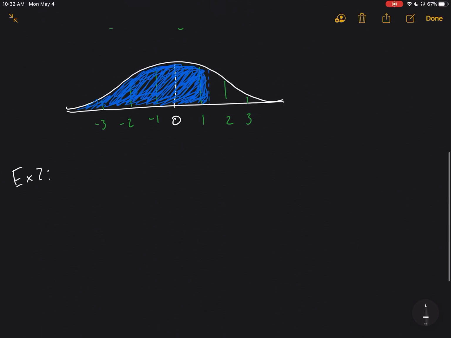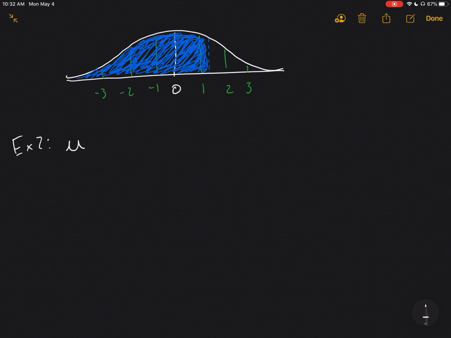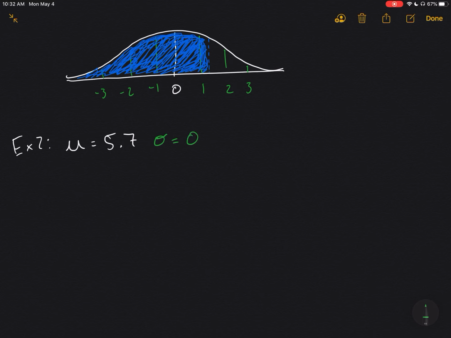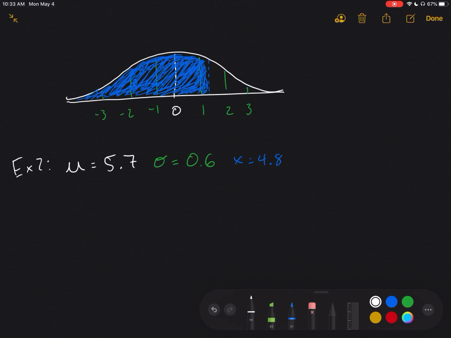Okay. So this time, I'm going to say that our average is 5.7 and our variation is 0.6, and our x value we will choose to be, I don't know, let's go with 4.8. So first step, I'm going to find the z-score. I'm going to normalize. That's the phrase that we would use. I want to normalize this data.